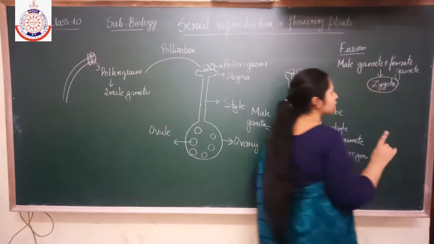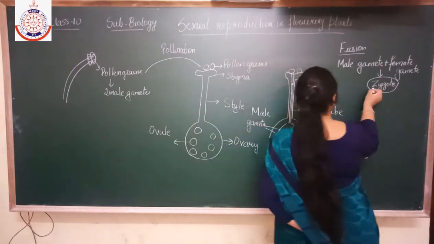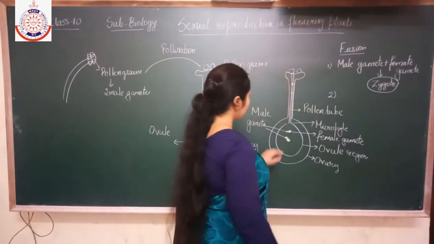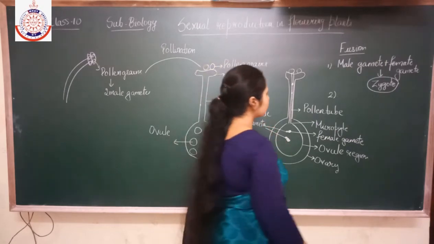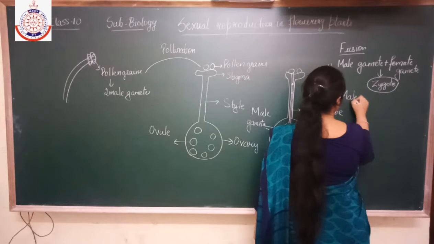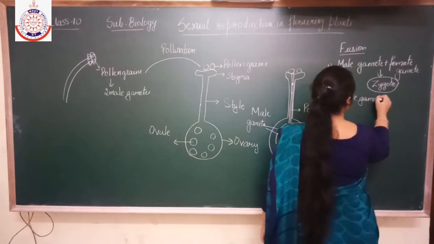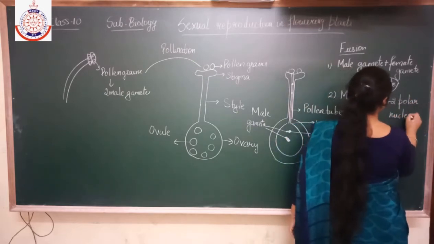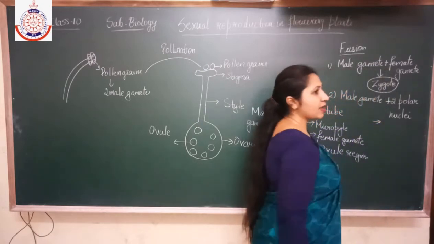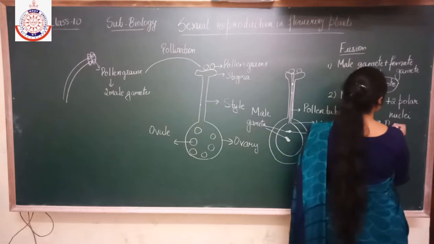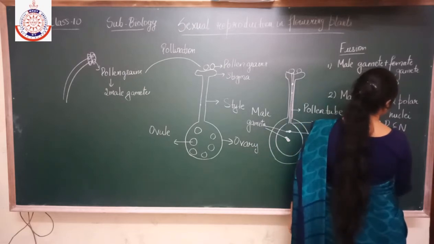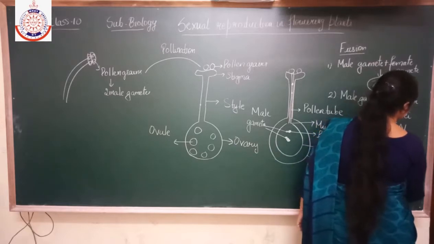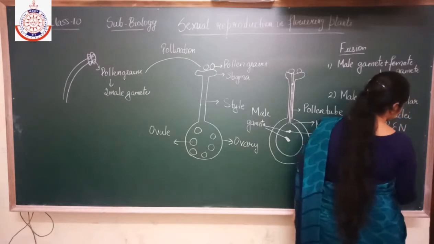So what is the product of the first fusion here? That is the zygote. That is the first fusion. And what is the second fusion here? That is the second male gamete plus the two polar nuclei, and they will form the primary endosperm nucleus, that is PEN. Primary endosperm nucleus.